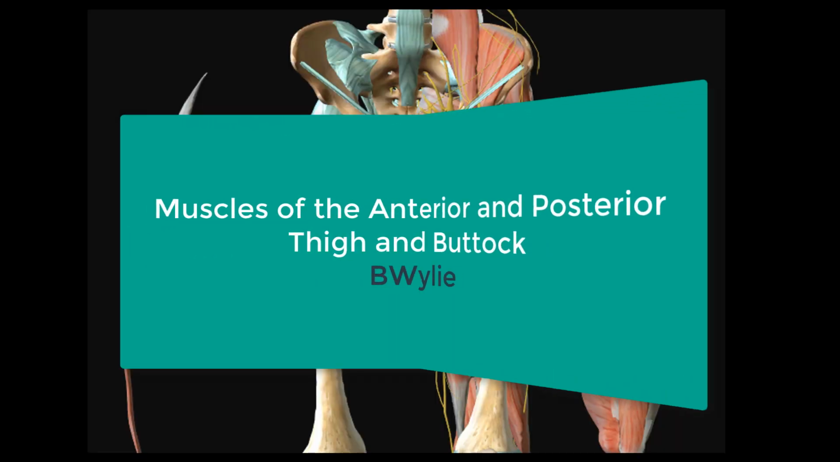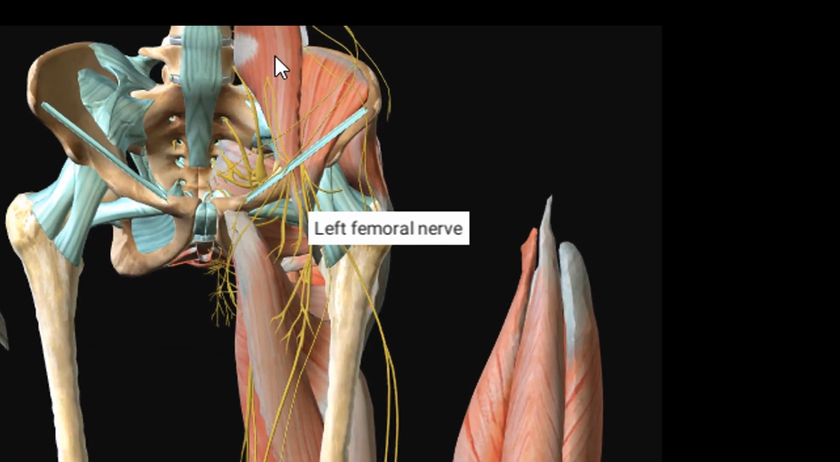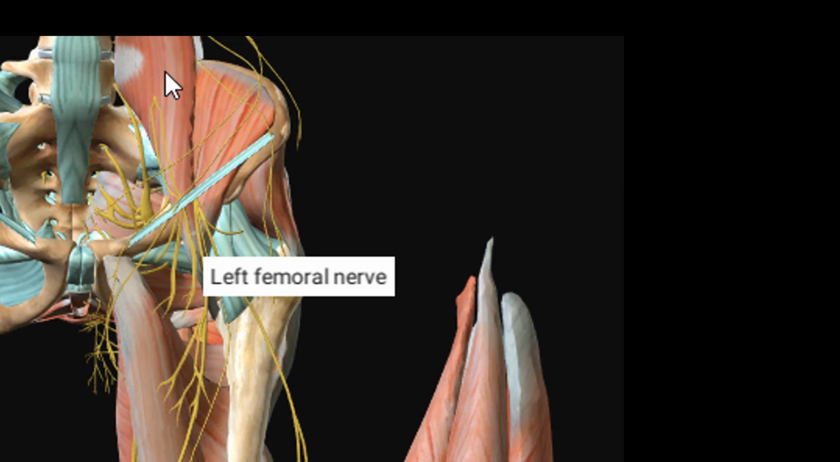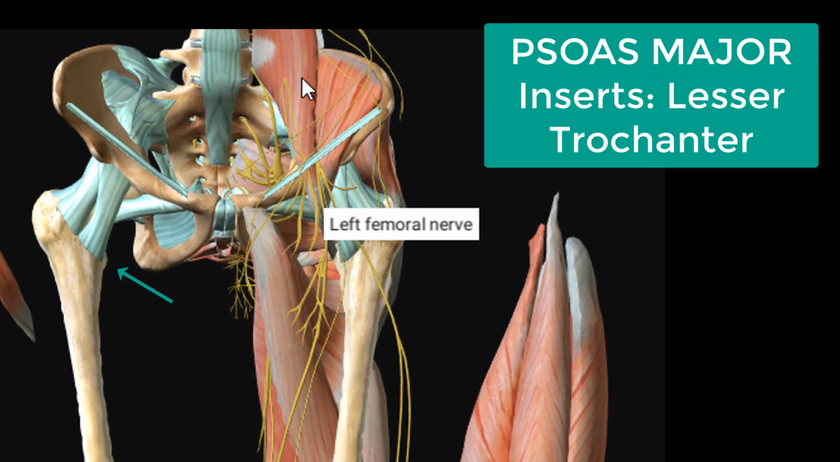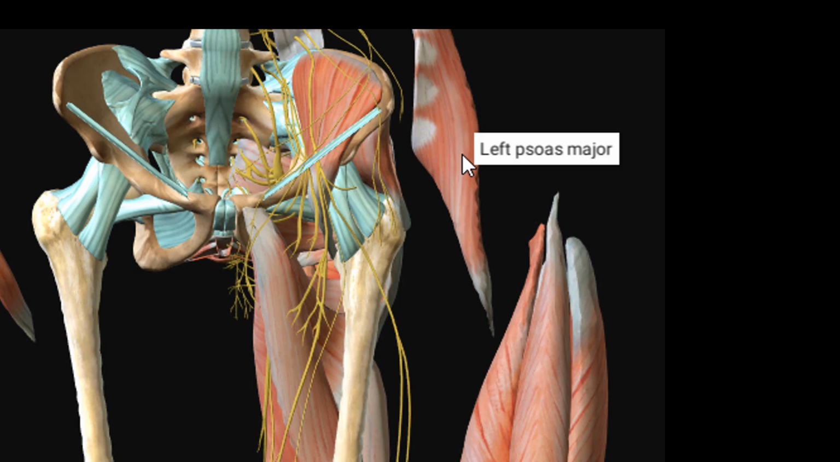So let's take a slow walk through the muscles of the anterior hip for starters. So the psoas major, that's this muscle here. Psoas is spelled P-S-O-A-S, so the P is silent, and it originates along the transverse process of the lumbar vertebra and inserts onto the lesser trochanter. So I'll pull it out so you can see what it looks like. So it's a powerful hip flexor.